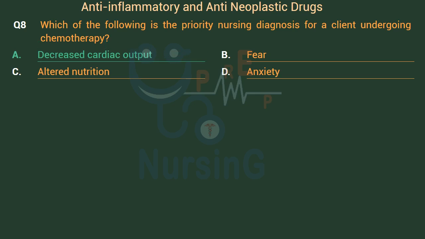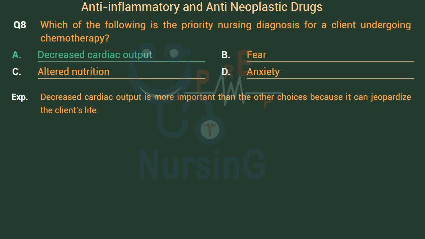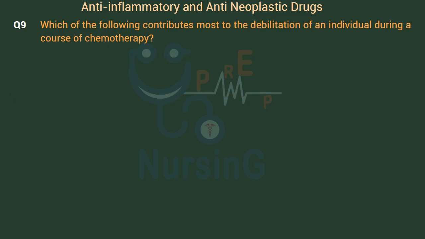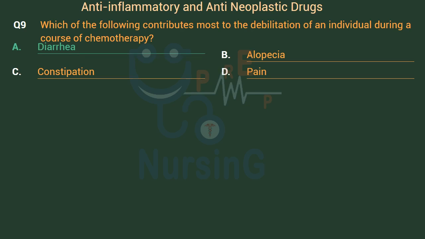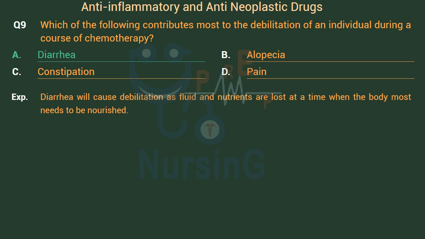Decreased cardiac output. Decreased cardiac output is more important than the other choices because it can jeopardize the client's life. Which of the following contributes most to the debilitation of an individual during a course of chemotherapy? Option A. Diarrhea. Option B. Alopecia. Option C. Constipation. Option D. Pain. Right answer is Option A. Diarrhea.